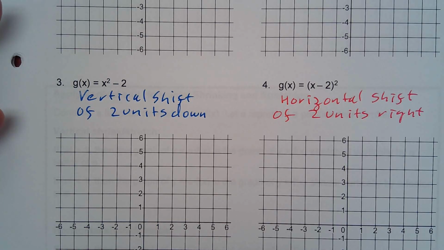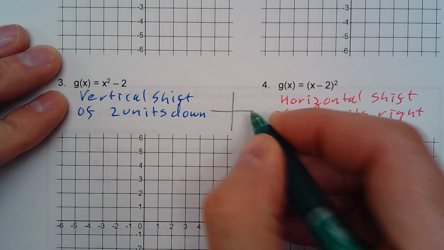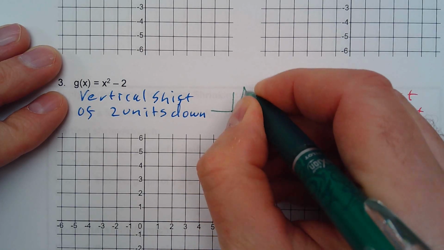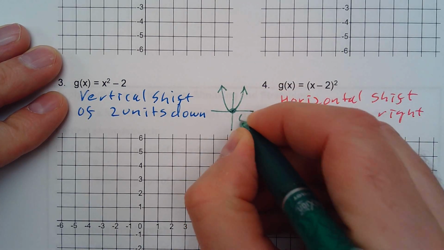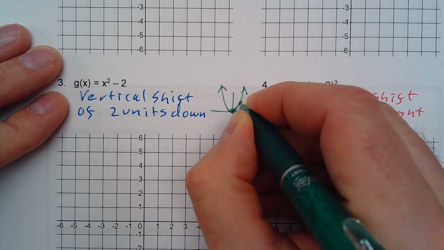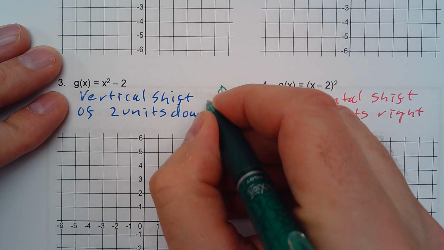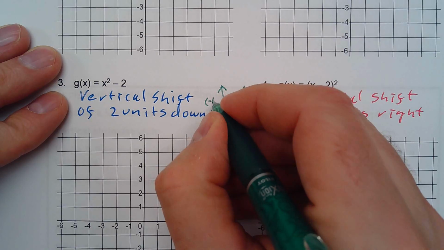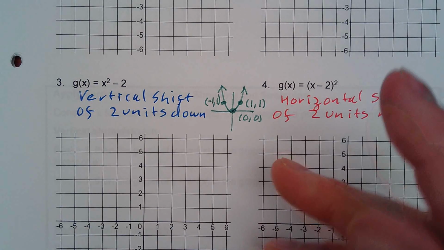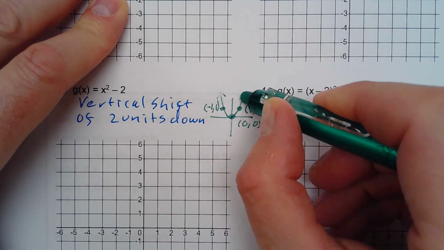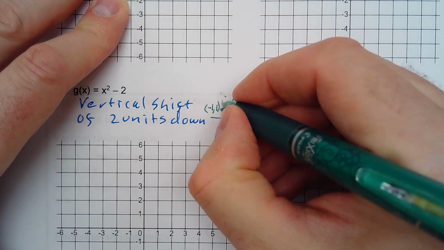So again, I've got to grab the parent function. And remember, that's our classic U shape. It's called a parabola. And I'm just going to pick a couple of these points to follow. But we know we got to draw on our U shape. Let me go ahead and put a couple more here, just so we can get a better shape here.